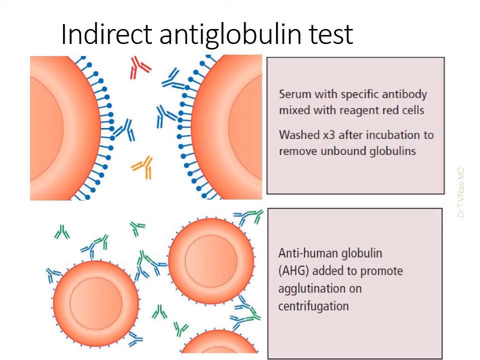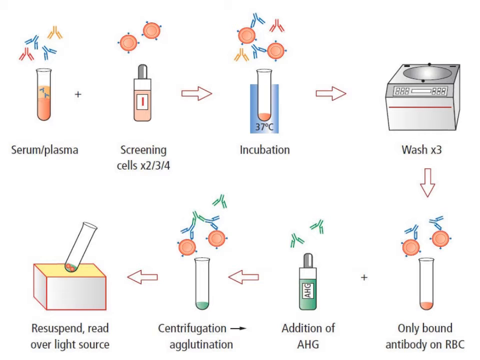Serum with specific antibody is mixed with reagent red cells, washed 3 times after incubation to remove unbound globulins. Anti-human globulin is added to promote agglutination on centrifuge. So this is what happens. Serum or plasma is taken, screening occurs, it is incubated, then it is washed thrice. Only bound antibodies are present on RBC, where if you are adding anti-human globulin, agglutination takes place, and this is resuspended, which is read over a light source. That's the whole procedure that occurs in Coombs test.